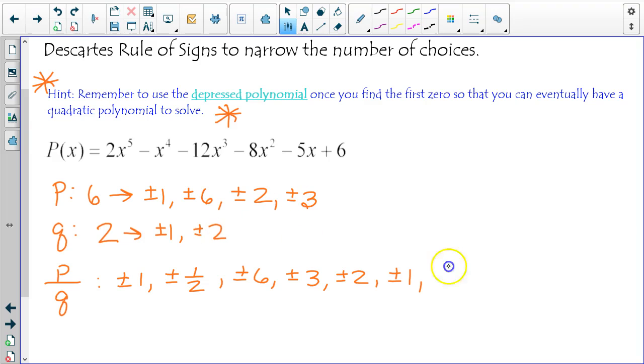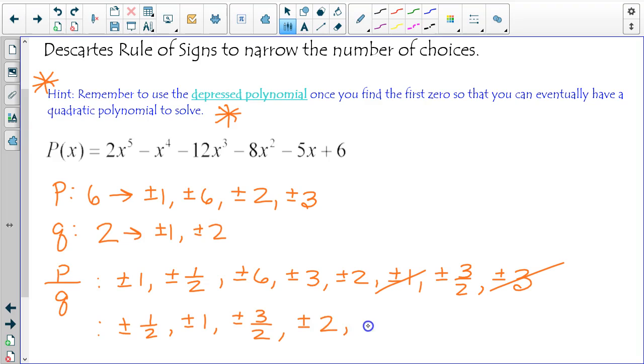2 over 2. So now 3 over 2, and then 3 over 1 is 3. But look, you have a 1 right here, a 1 right here, a 3 right here, and a 3 right here. So I'm not going to list those again. If I put them in order, it's going to be 1/2, 1, 3 halves, then 2, then 3, then 6. Is that enough? 1, 2, 3, 4, 5, 6.